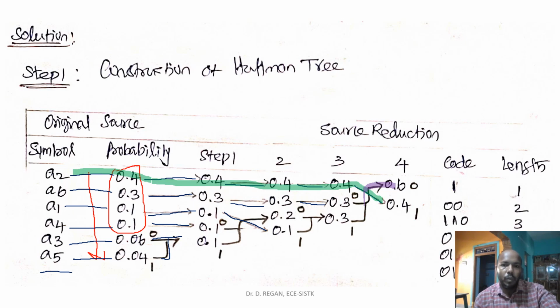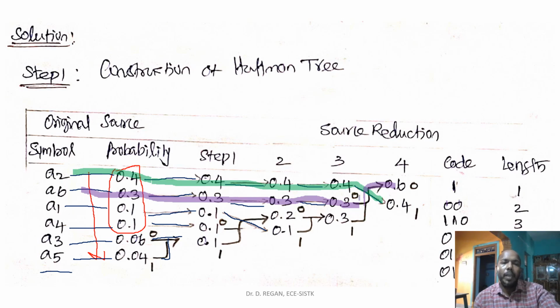So I take the first branch, 0 and 0. Okay, so we go this way. Going back gives A6, so that symbol A6 is taking 0 and 0. So this 0 is the first, this 0 is the second.